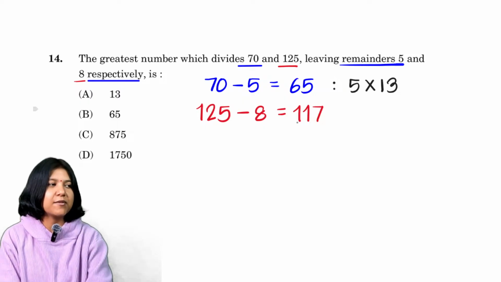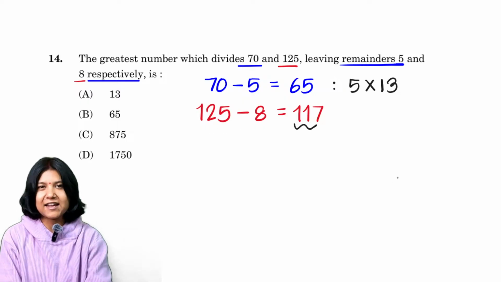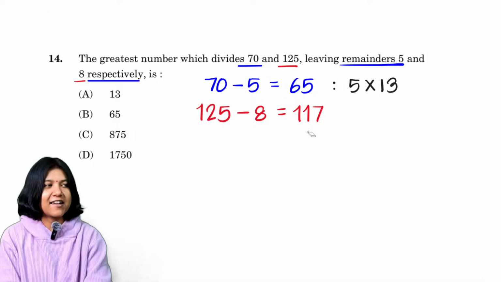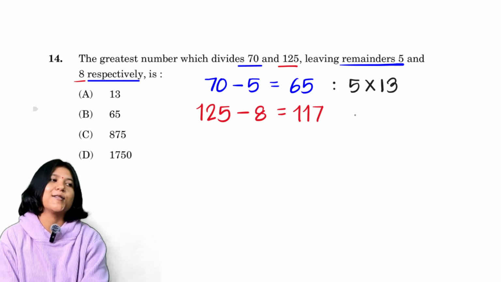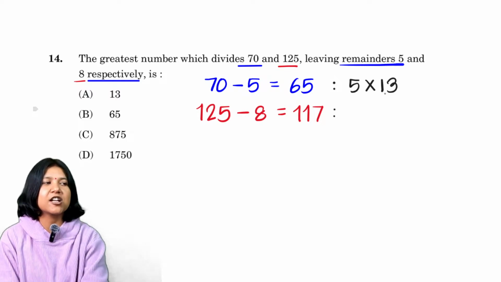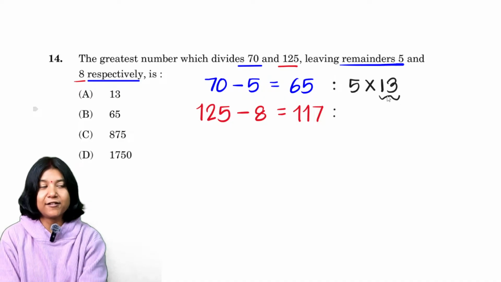Similarly, 1 plus 1 plus 7 is 9. Clearly, I know it is divisible by 9. So 9 times how much? I'm expecting one of the numbers. So I'll just be clever and check with this number, because I know 5 will not divide 117. The only number I'm allowed to check is 13. You go ahead and check, it is 9 times 13.